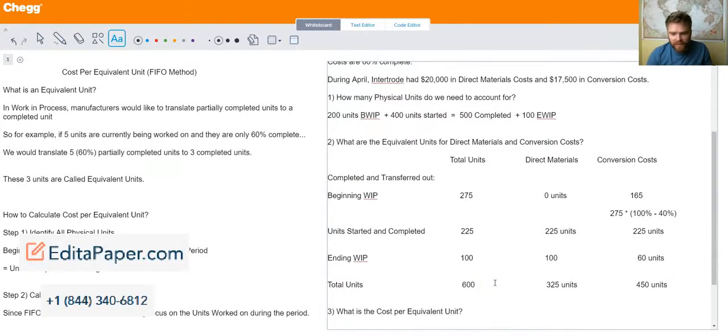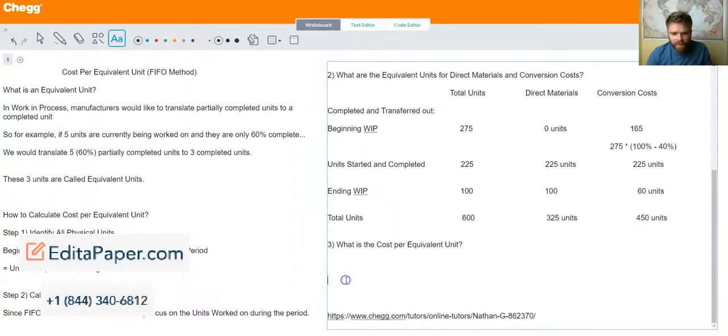Okay, and lastly, we're going to go ahead and take a look here. So what is the cost per equivalent unit? Well, we're going to take our current period costs, whatever we did during the period. And I'll set it up again like this. So we have direct materials here, and then conversion costs. So current period costs for direct materials we said was $20,000. And then for conversion costs, we said it was $17,500.